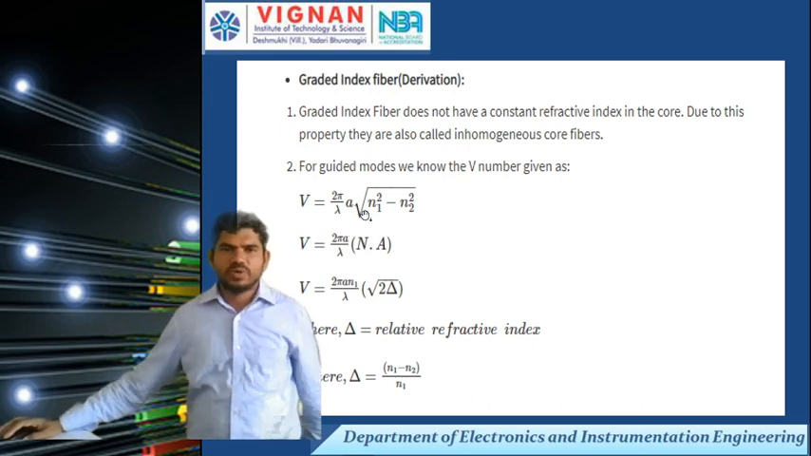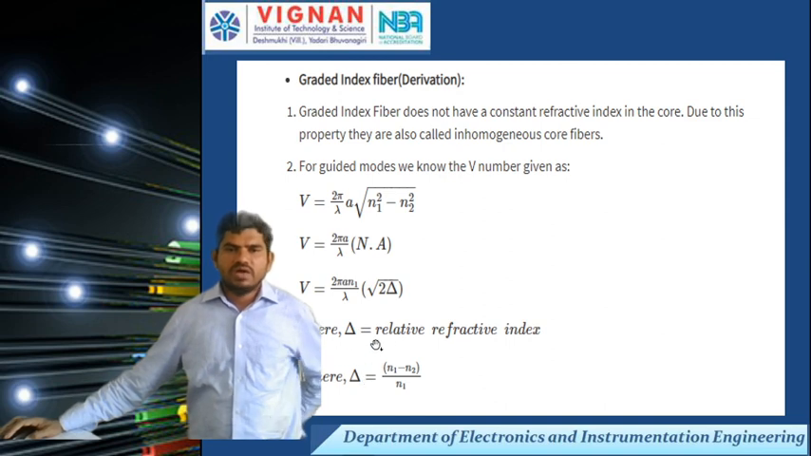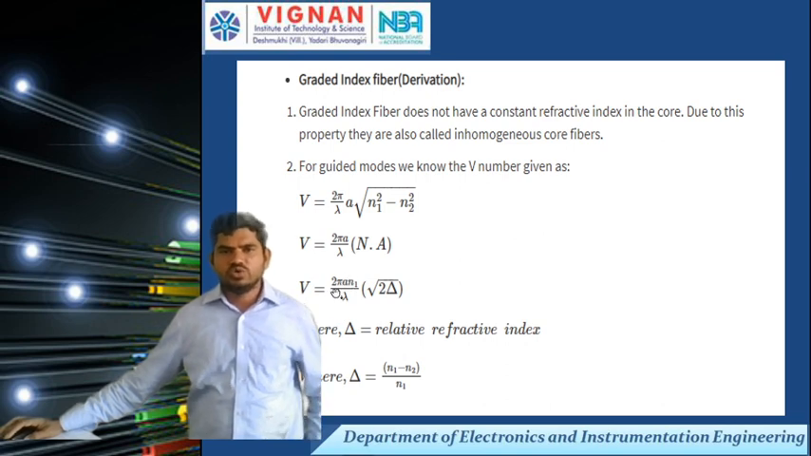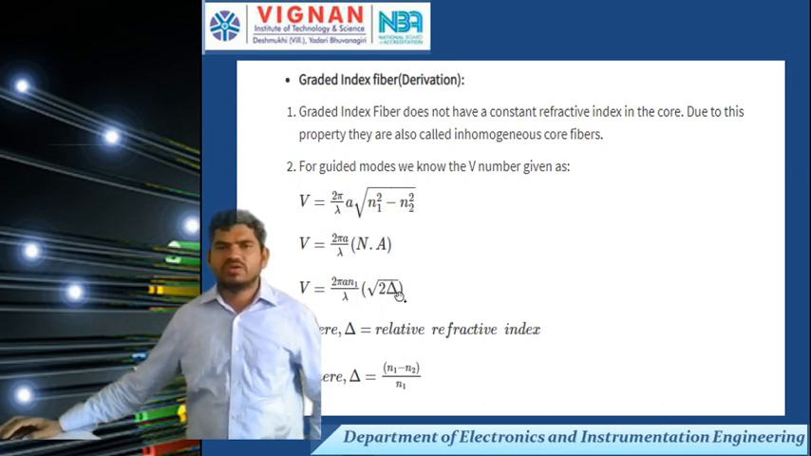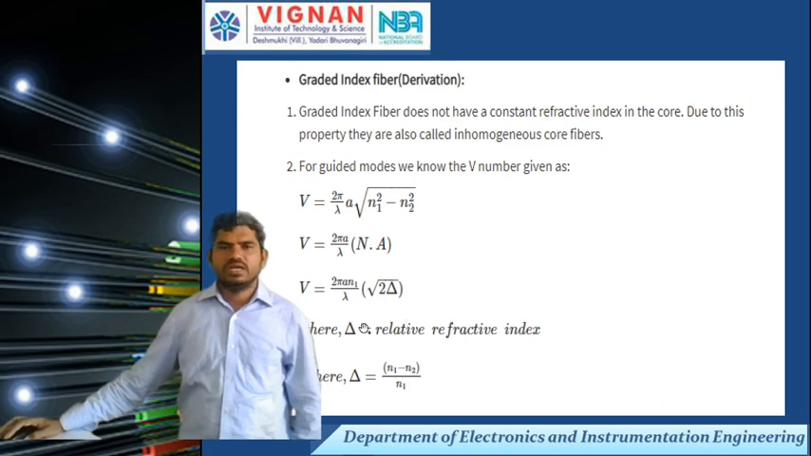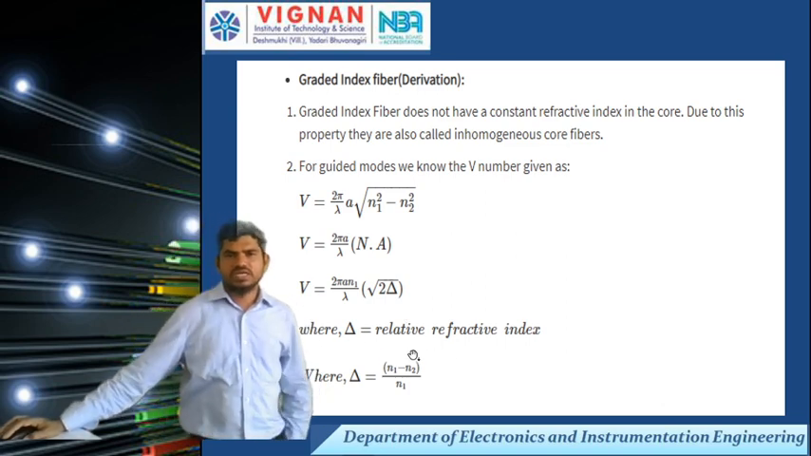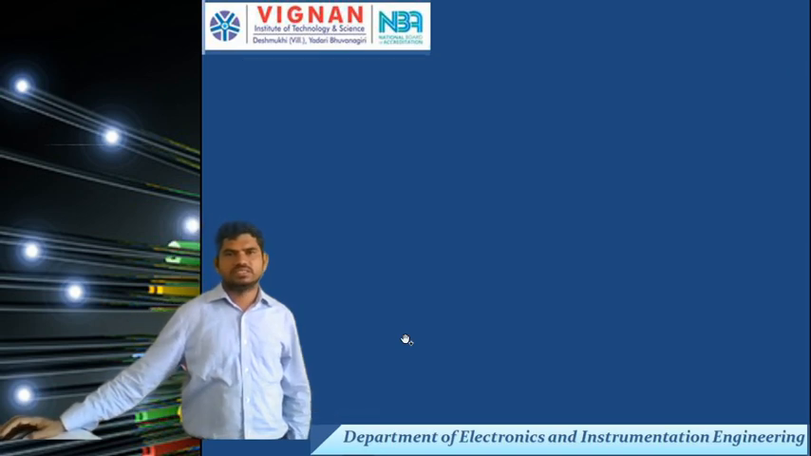V is equal to 2 pi a by lambda into the square root of n1 square minus n2 square. Now delta is the relative refractive index. Now V is equal to 2 pi a n1 by lambda into the square root of 2 delta. Here delta is the relative refractive index.